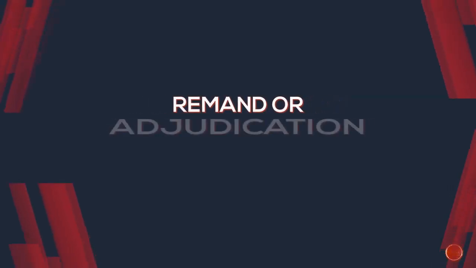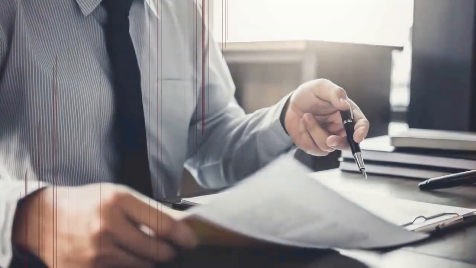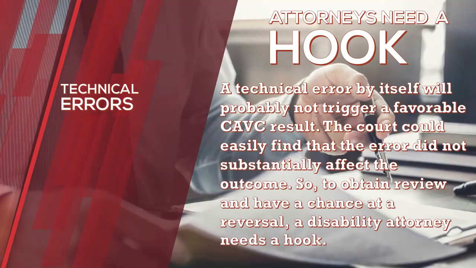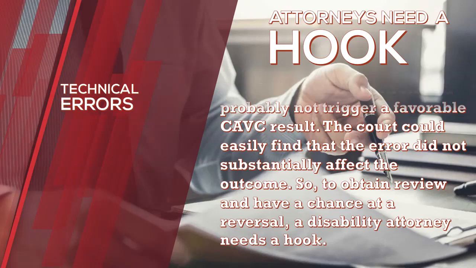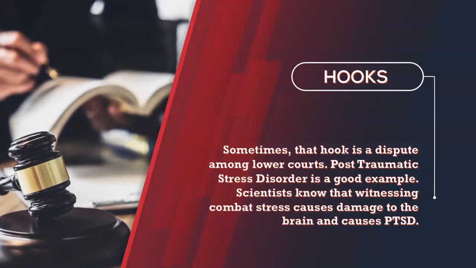Probable remand, or adjudication scenarios. A technical error by itself will probably not trigger a favorable CAVC result. The court could easily find that the error did not substantially affect the outcome. So, to obtain review and have a chance at a reversal, a disability attorney needs a hook. Sometimes, that hook is a dispute among lower courts.